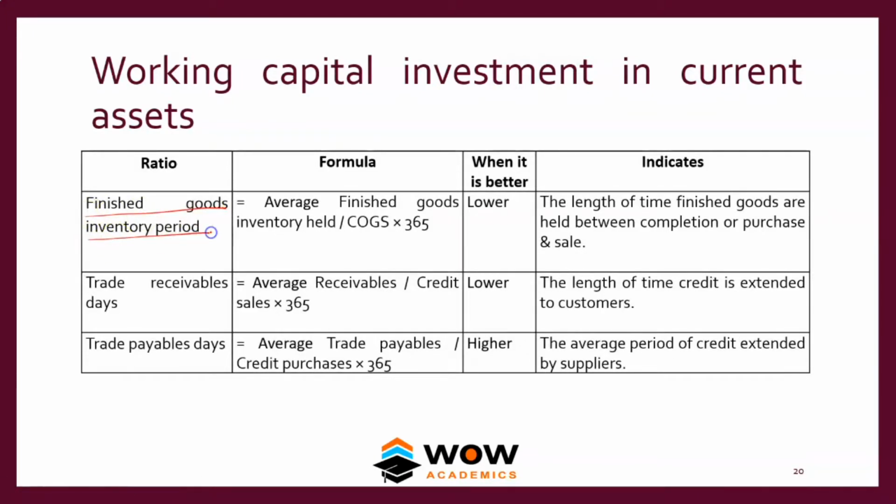Finished goods inventory period, the length of time finished goods are held between the completion or purchase and sale. So again, the lower is better. Trade receivable days, the length of time credit is extended to customers, lower is better. Trade payable days, the average period of credit extended by suppliers, this alone, the higher it is, the better.